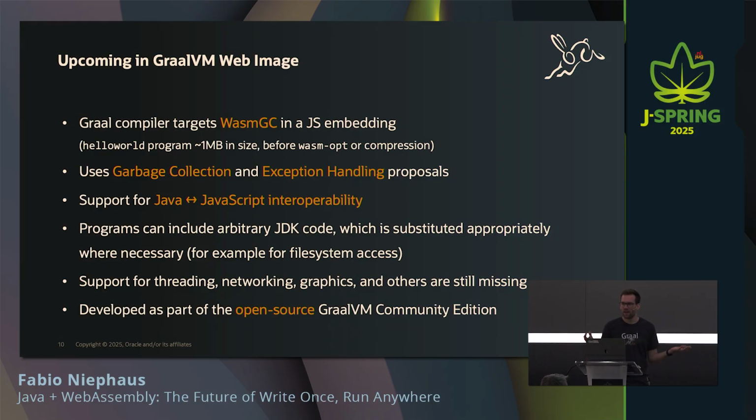It can include any JDK code at the moment, but we are substituting that code accordingly to make it work in the browser or Node. What doesn't work at the moment is threading, networking, graphics, and other things. So that's something that we still need to figure out. WebAssembly has the WASI proposal, which adds system-call-like things, and we will be able to use that to implement networking and threading, etc. And then in the future, we can run something like Spring Boot on Wasm.